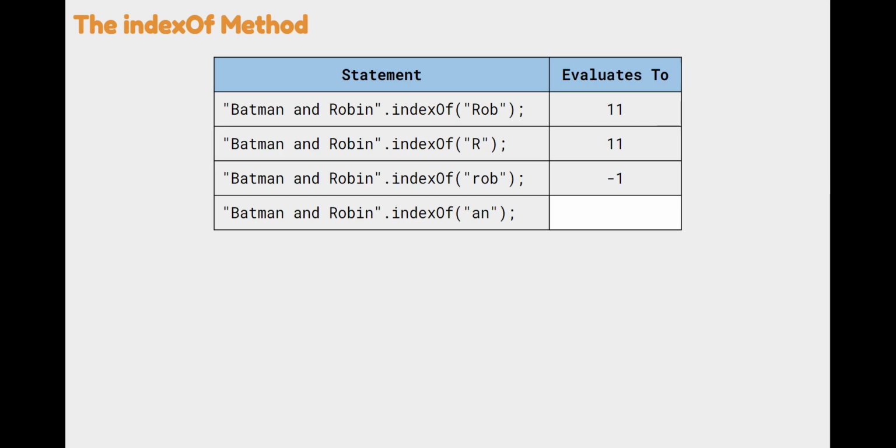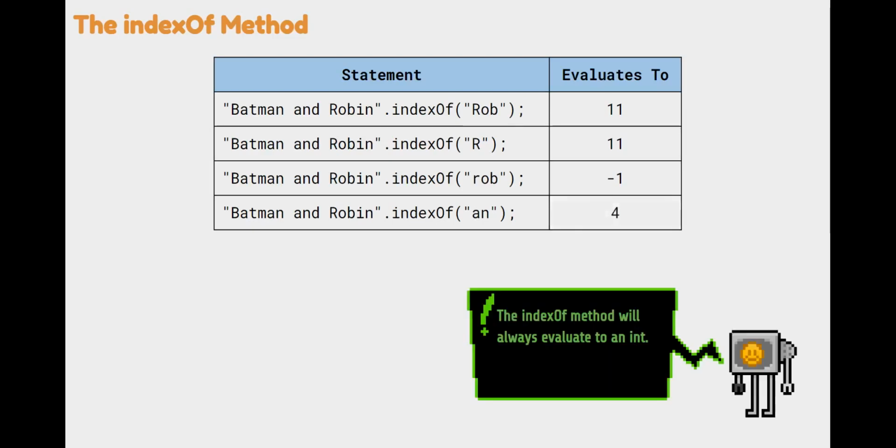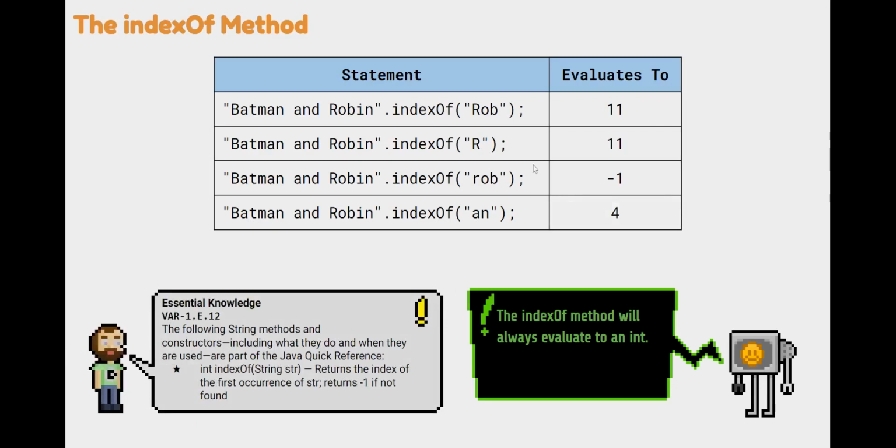Looking at the last one, Batman and Robin, what is the index of an? The string literal an. This one will evaluate to 4. That's the an at the end of Batman. It's not the an at the beginning of and. It will find the first occurrence, which is the an at the end of Batman.